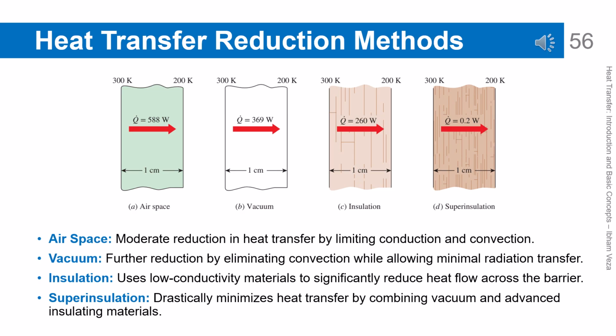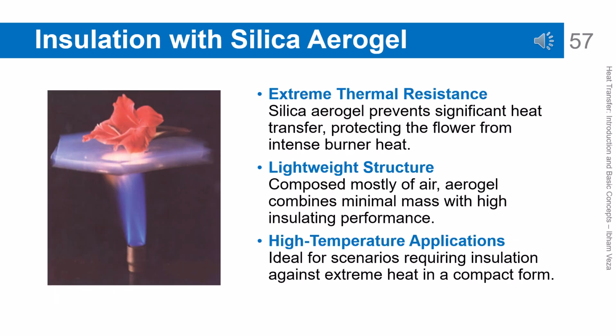Heat transfer reduction methods. Various methods can be used to reduce the rate of heat transfer through a wall. An air gap provides moderate reduction by limiting conduction and convection. A vacuum eliminates convection and leaves radiation as the main mechanism. Superinsulation combines vacuum and special materials to achieve very high thermal resistance. This comparison shows how insulation design can be optimized.